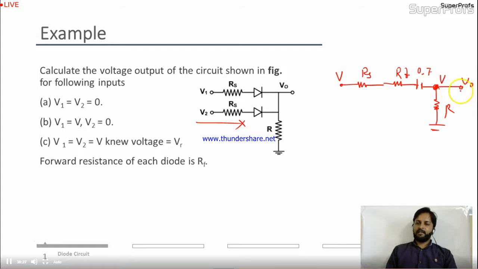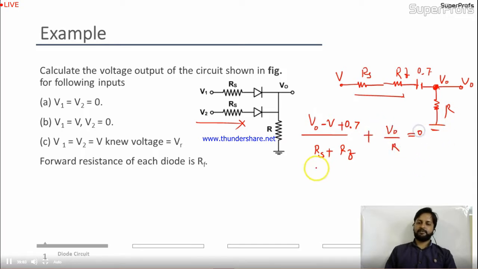Just apply KCL or node analysis over the V. This V0 is the same. So I'll apply over here V0 minus, I'll take these two branches. They are connected with two branches, so we are having two terms in one equation. Nodal analysis: V0 minus V divided by RS, and 0.7 also. This will be plus. Why? Because minus minus plus. RS plus RF. This branch is over, plus V0 divided by R, equal to 0.